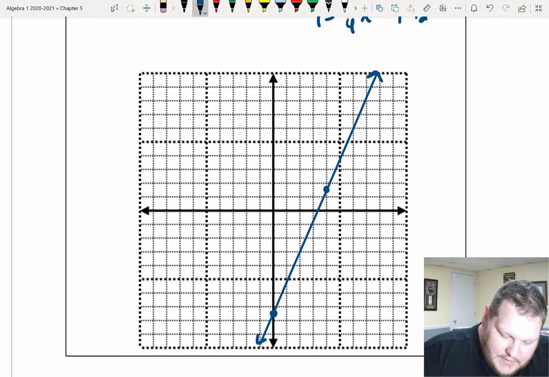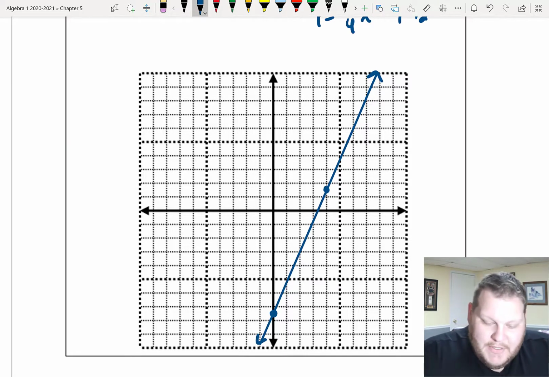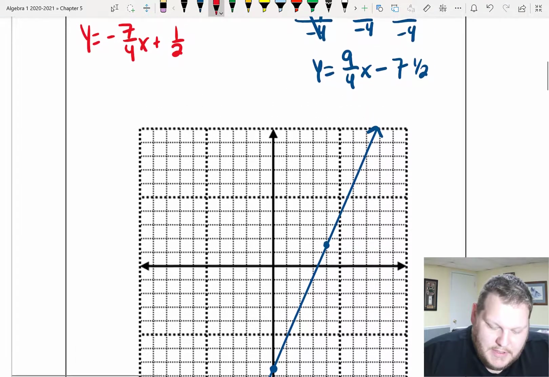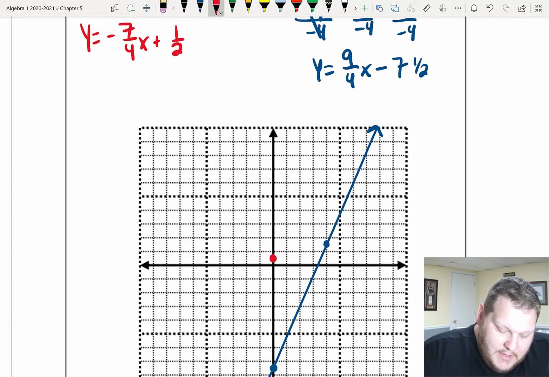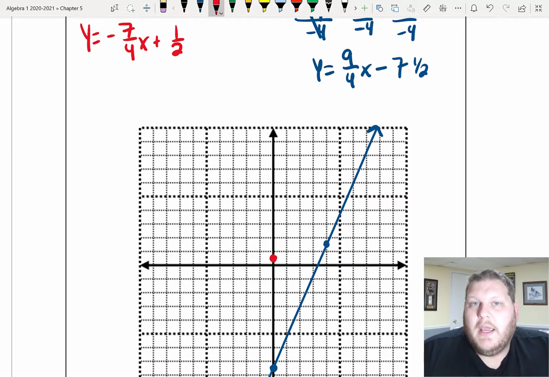And that is our first line. Repeat the process over again with my red equation. My red one, which is just barely off the page there. My y-intercept is positive a half, so right here between 0 and 1. And then my rise over run is a negative 7 over 4.